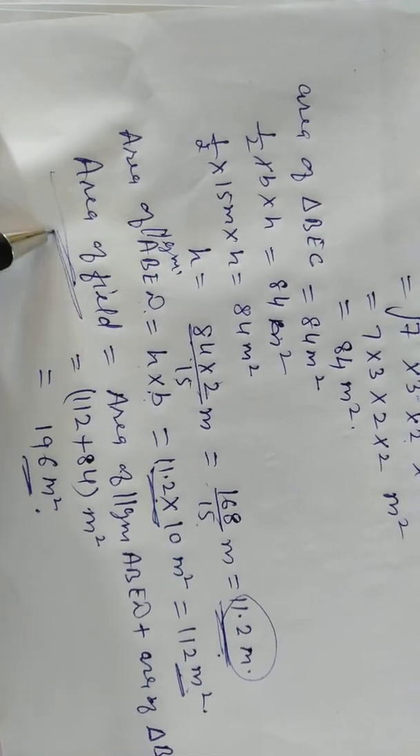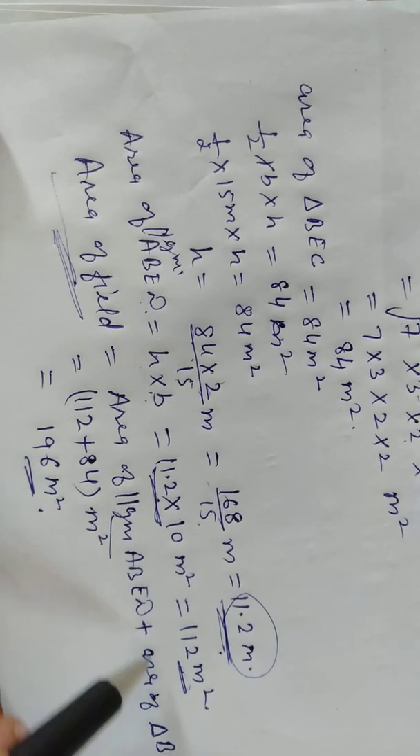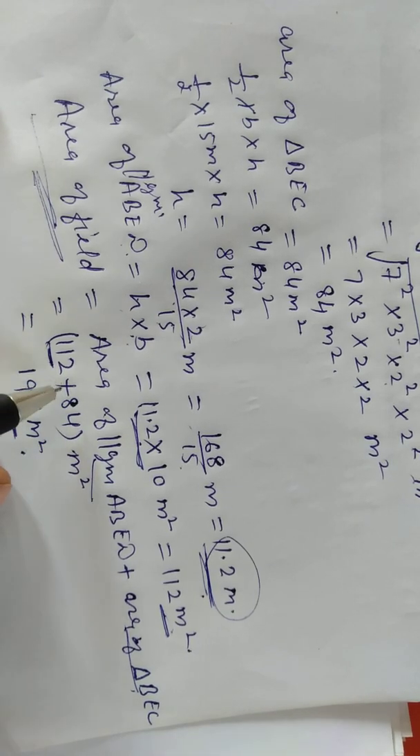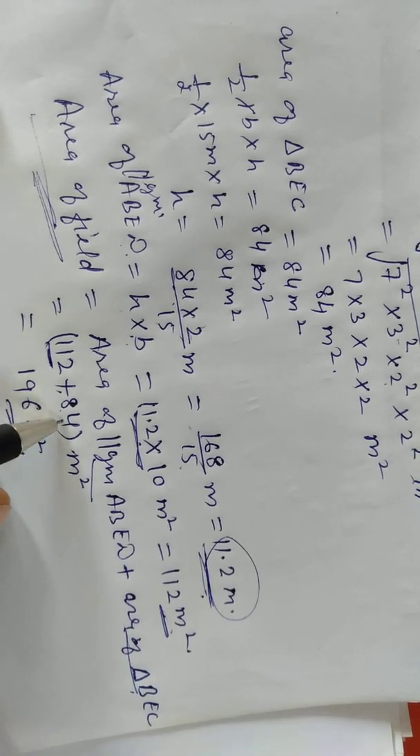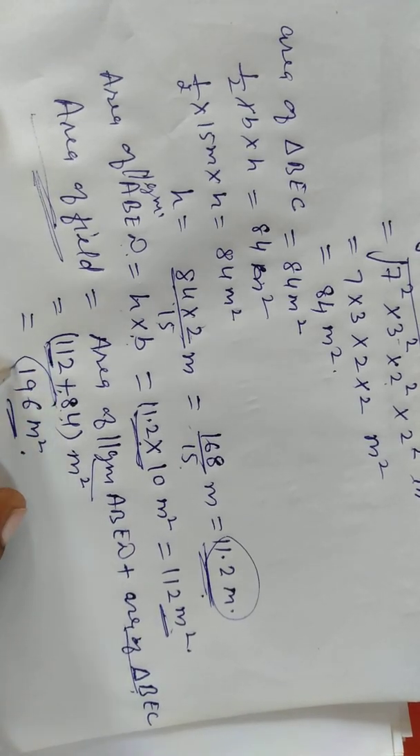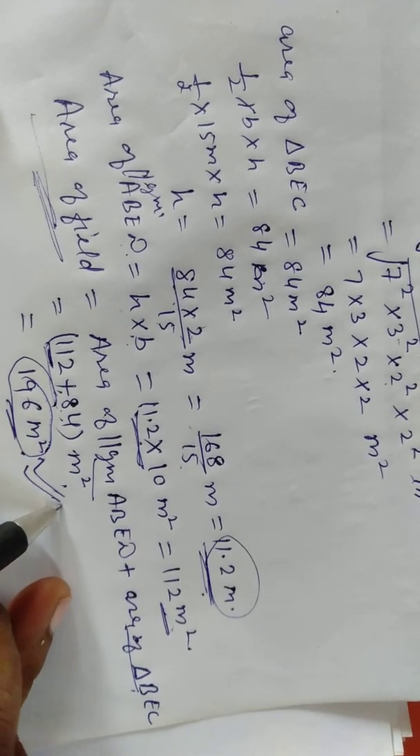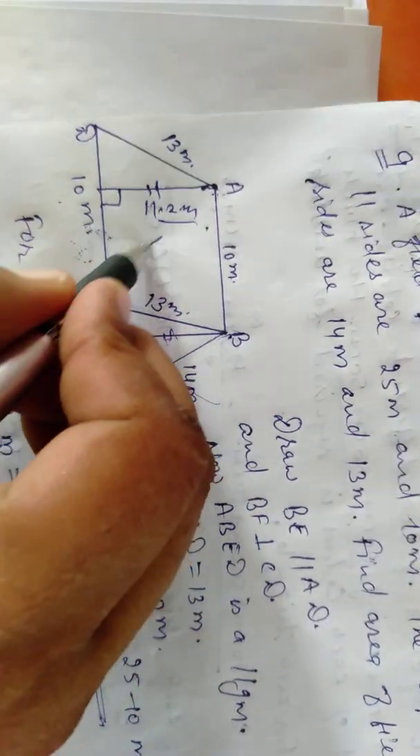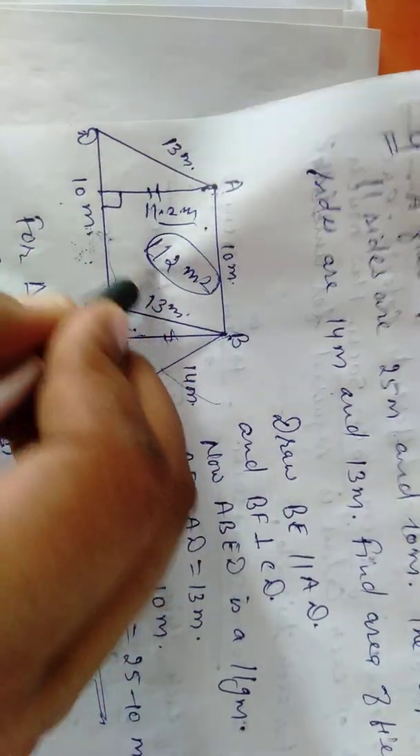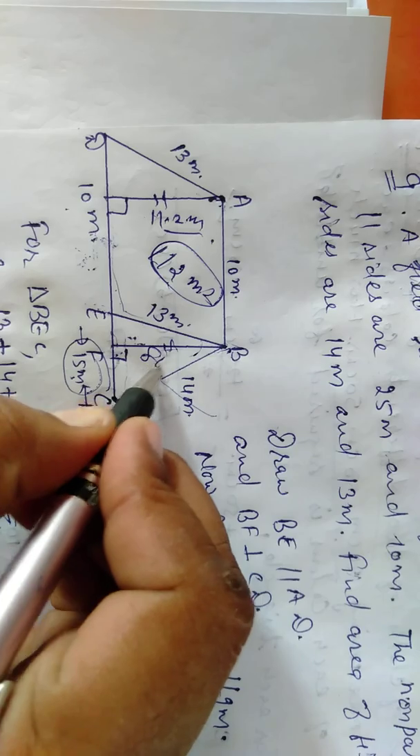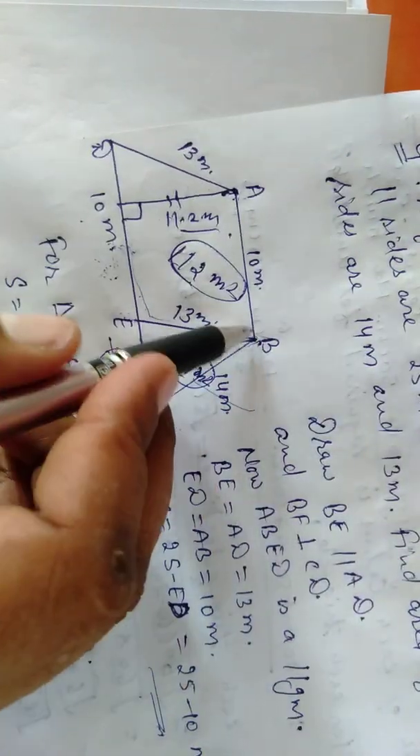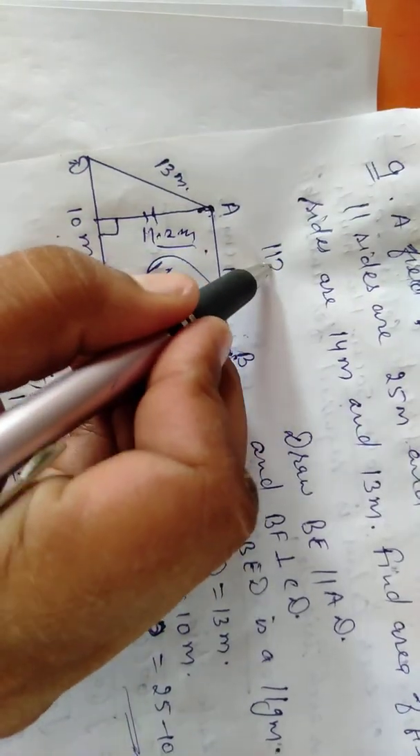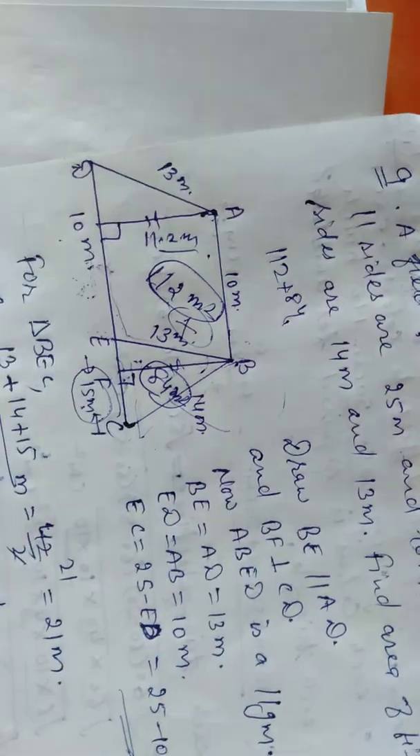Now we have to find the area of the field. I told you it was the area of the parallelogram plus the area of the triangle. So the area of the parallelogram I got is 112 and the area of the triangle we got is 84. If you add, we get 196 meter square. See, the area of the parallelogram is 112 meter square, right? And the area of this triangle is 84 meter square, right? And if you want to find the whole area of the field, you have to add these two, right? So 112 plus 84 is the area of the whole field, right?